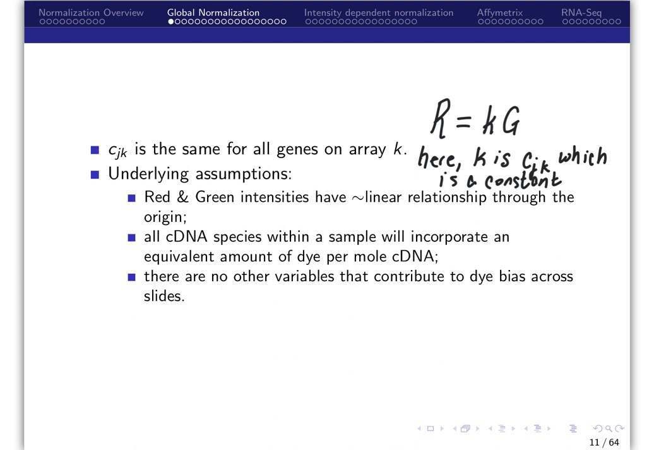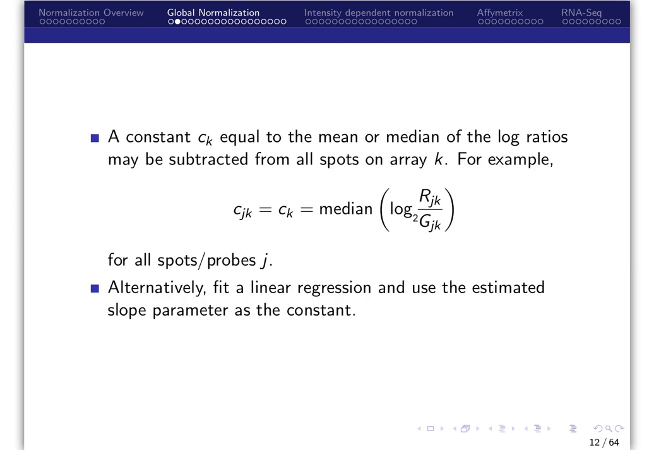of dye per mole of cDNA, and there are no other variables that contribute to dye bias across the slides. Therefore, to perform global normalization, a constant function equal to the mean or median of the log ratios of signal intensities may be subtracted from all spots. A related method is to fit a linear regression with a zero-intercept and use the estimated slope parameter as the constant. Thus, global normalization applies a linear transformation to the data, which shifts the distribution up or down without changing the shape of the distribution.